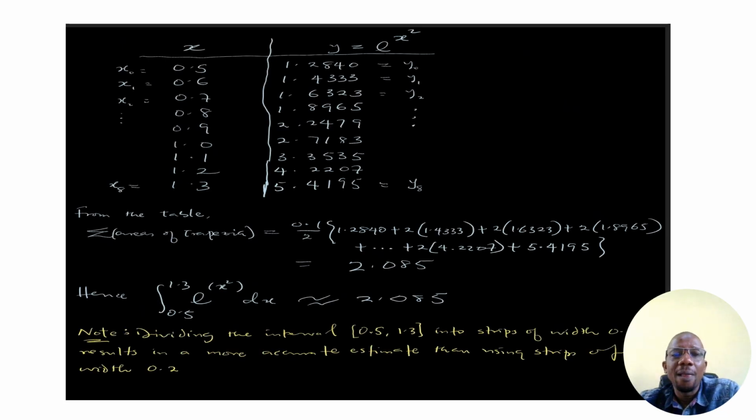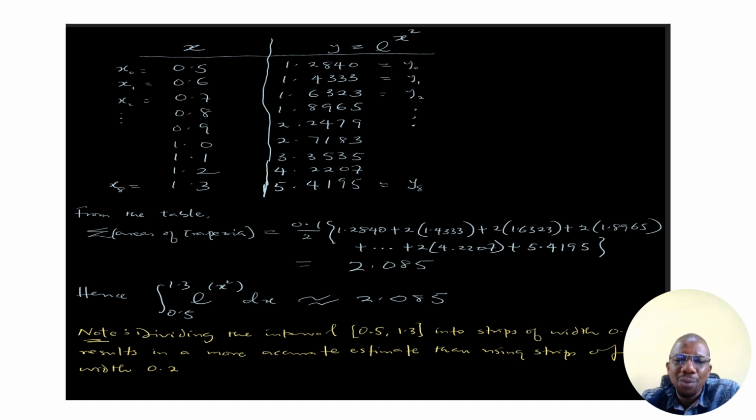You approach it the same way: list x, with the corresponding value for y, from x0 to x8, from y0 to y8. So from this table, using the trapezium rule as usual, h is 0.1. You do the same thing we did for the fourth example. It's the same thing, but the strip width is different. So now we have the integral from 0.5 to 1.3 of e raised to power x squared dx is approximately 2.085.